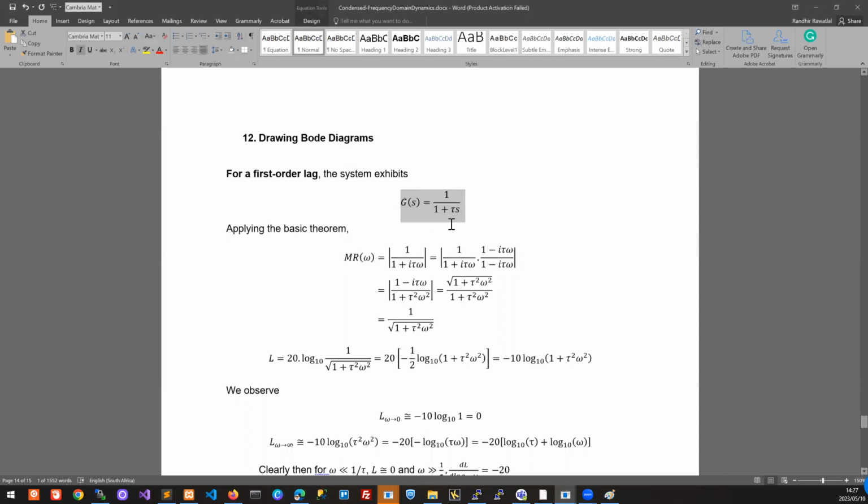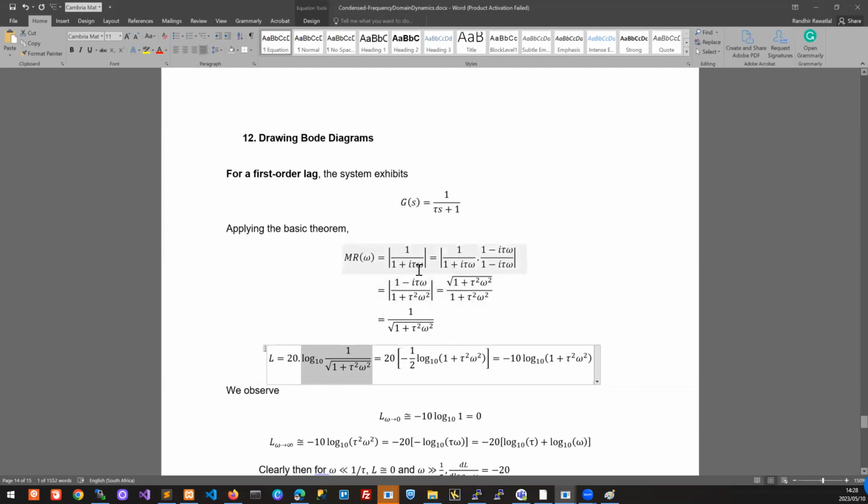And so for the first order lag, we have the form that looks like this. Well, it's typically written as 1 over tau s plus 1. And of course, to draw the Bode diagram, we eventually want L as the log modulus, which is calculated as 20 times log 10 of the magnitude of the function G of i omega. So if we apply G of i omega for this function, then we'll get 1 over tau i omega plus the 1.